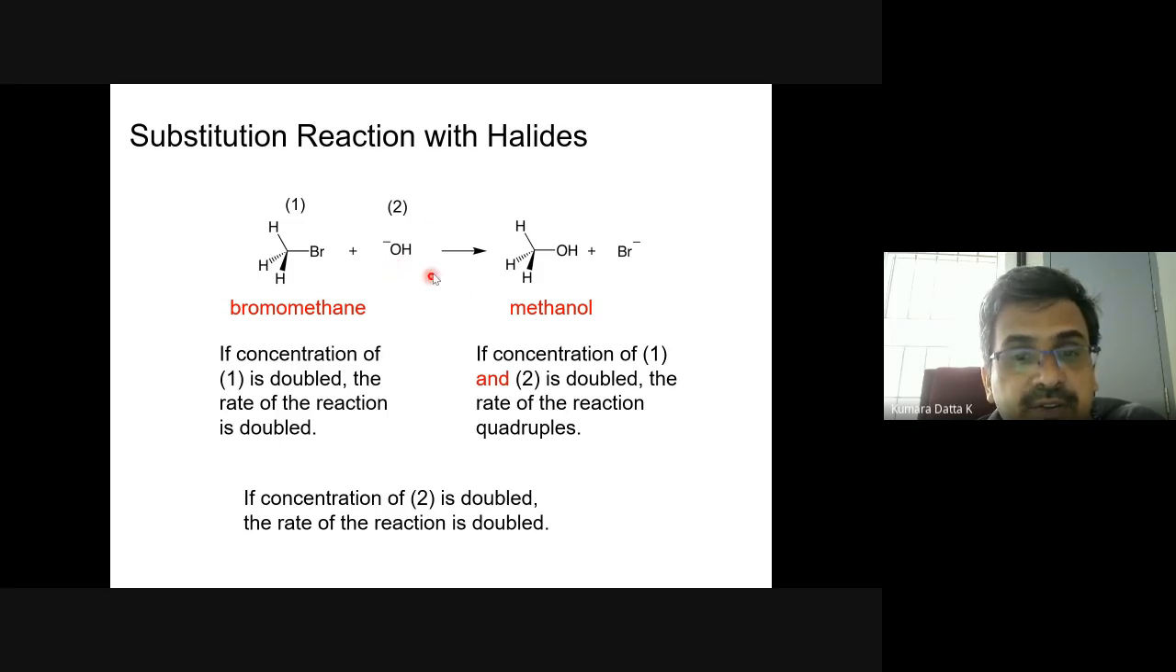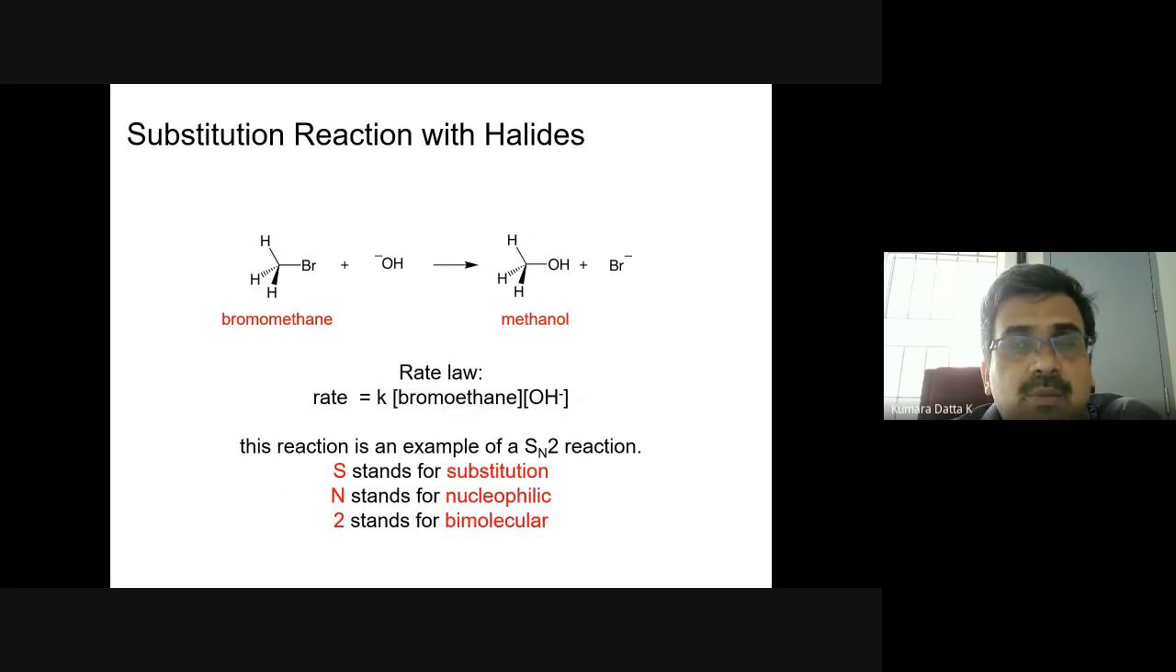And if the concentration of the nucleophile is doubled, then the rate of the reaction also doubles. Now, we looked at no impact of nucleophile to the importance and dependence of nucleophile, which brings us to the topic called SN2, substitution nucleophilic bimolecular reaction. The rate of the reaction depends on bromomethane concentration along with hydroxyl concentration.